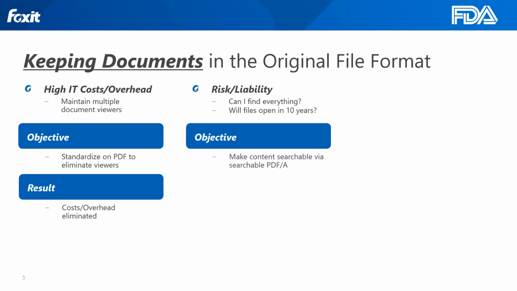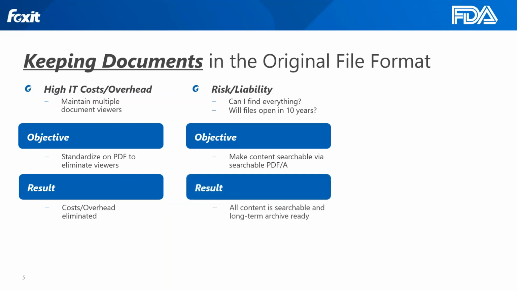So they wanted to make their content searchable, and they wanted to store everything as a PDF-A, or an archivable PDF, basically. And they were able to use our software to do just that. So all of their content is searchable. It's a long-time archive, and it's completely ready for anything down the road. The PDF-A standard is something that can be opened in perpetuity. 10 years, 20 years down the road, all of these documents can be accessed and easily found because they're all text searchable.